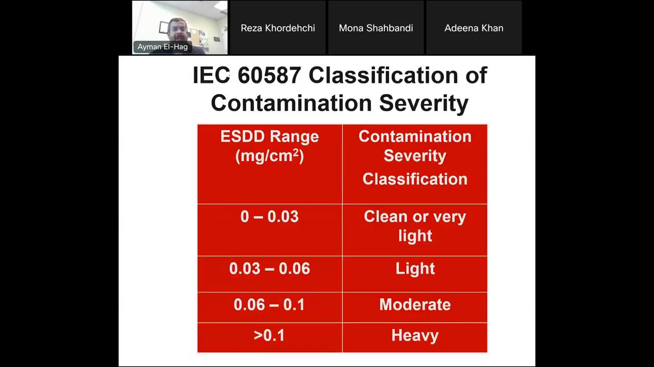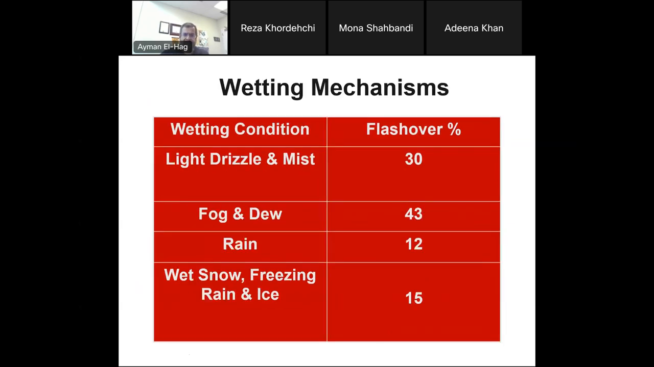Now, as per the IEC standard 60587, we classify the contamination of a certain area based on the amount of the ESDD. So if it is from 0 to 0.03 milligram per centimeter squared, this is called clean or very light. As this increases, we go to light, moderate, and heavy. There is also a similar standard in the IEEE or the ANSI standard.